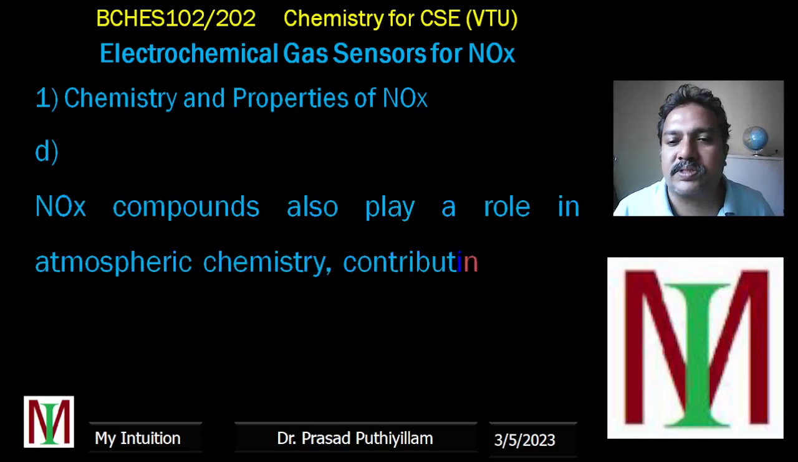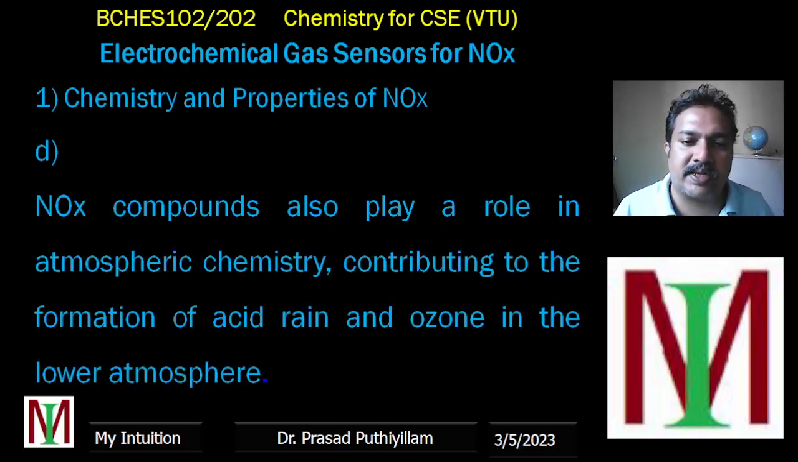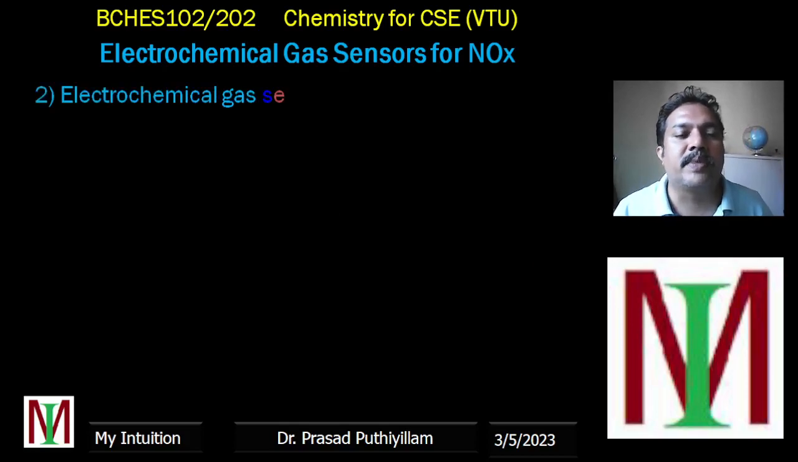Oxides of nitrogen compounds also play a role in atmospheric chemistry, contributing to the formation of acid rain and ozone in the lower atmosphere. In the lower atmosphere, ozone is not good.